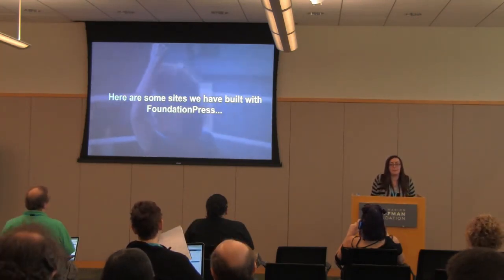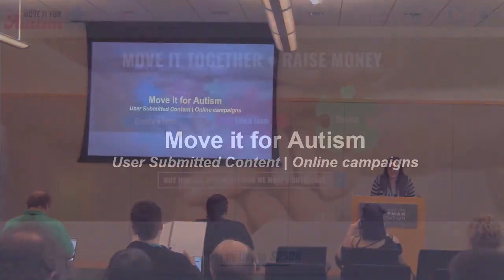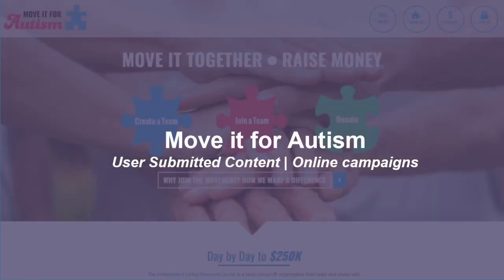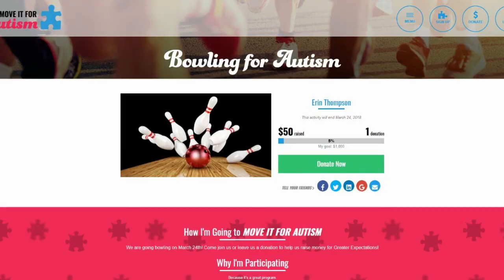All right, so now I'm going to kind of do a humble brag and show you some of the things that we've been able to make with FoundationPress. The first one is MoveItForAutism. This is a site that's going to be launching soon. You guys should go check it out because I'm going to shamelessly promote myself. It's a really nice site. It's a donation site where people can easily create their own accounts and then add activities and then raise money and share it with friends. They can easily make teams, events, all kinds of things. And it's raising money for a really good cause.